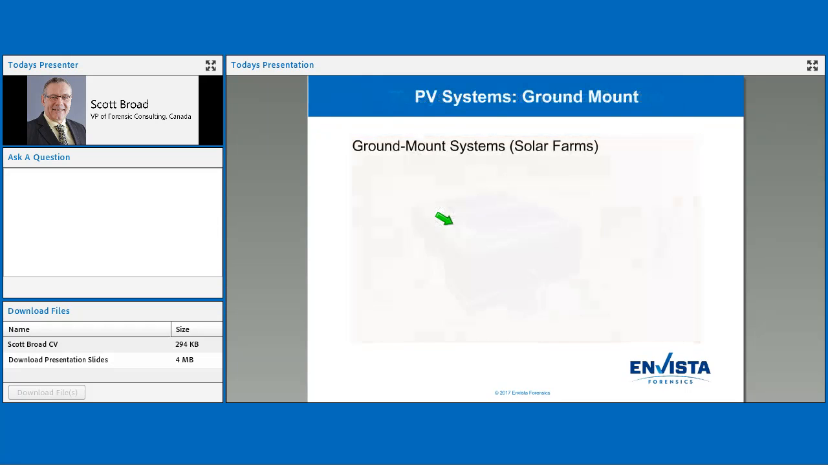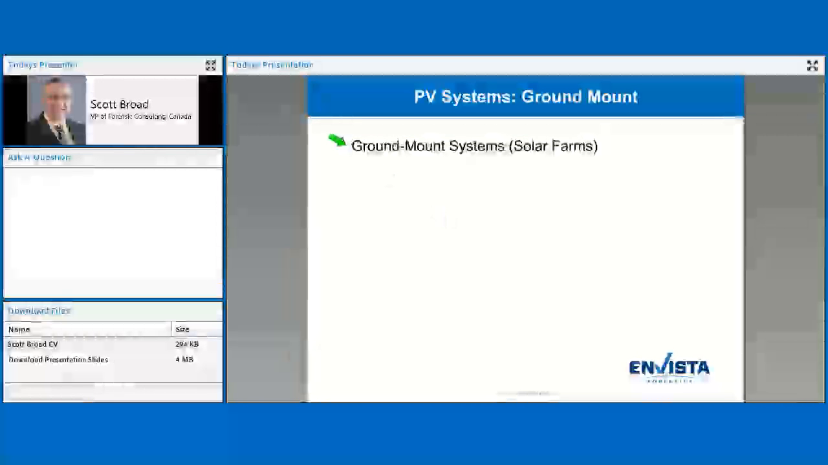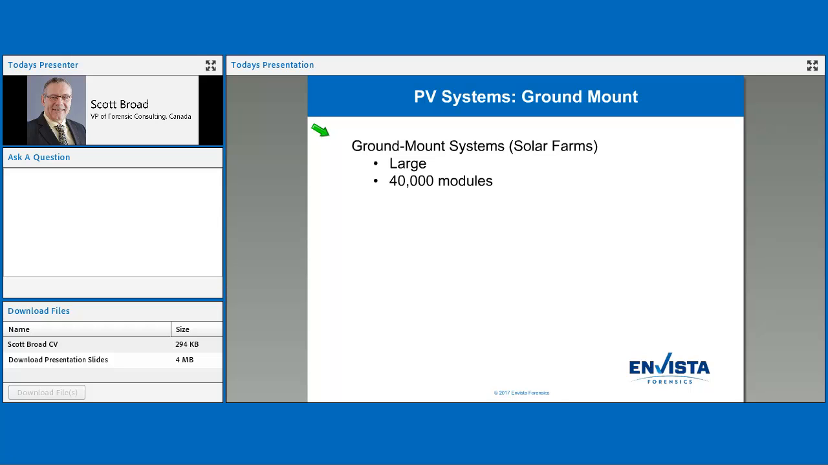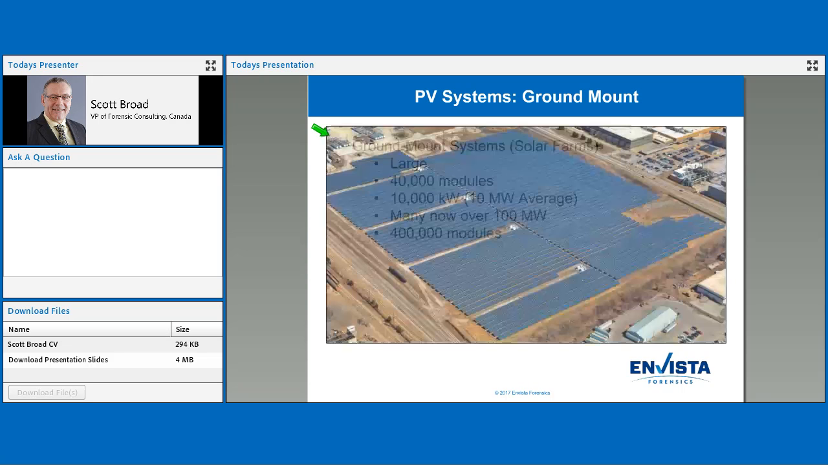To continue, when we look a little bit further at larger production-based systems, we talk about ground mount solar systems, or what we call a solar farm. These systems are very large. They generally run in the 40,000 module range, and they will generate in the neighborhood of 10 megawatts. Now, just west of Toronto, up on top of the Niagara Escarpment, they've just built one that's just over 100 megawatts, and there's 400,000 modules involved in this system. So these are now massive generating plants that create an enormous amount of energy.